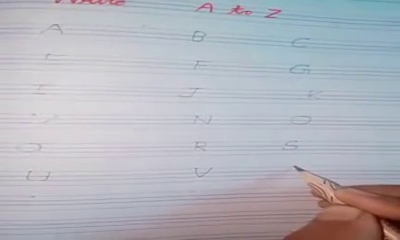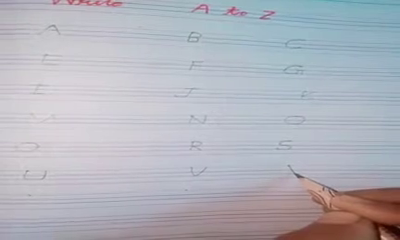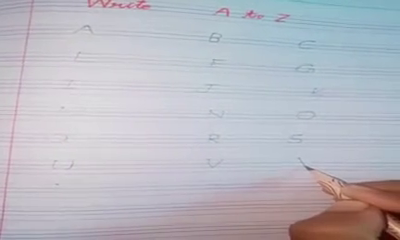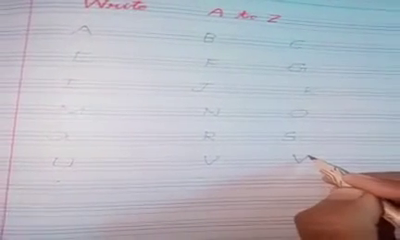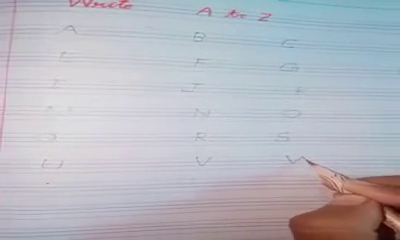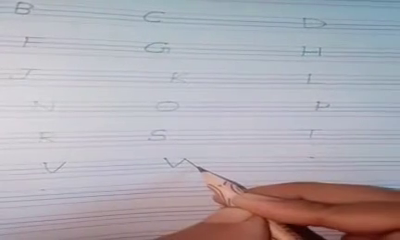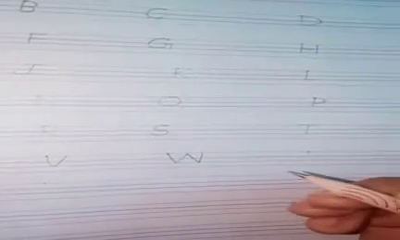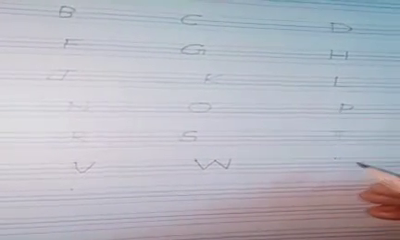V after W. Draw a slanting line down to the right like this and then up to the right like this. Now again make a slanting line like this and then a slanting line to the top like this. This is capital W.